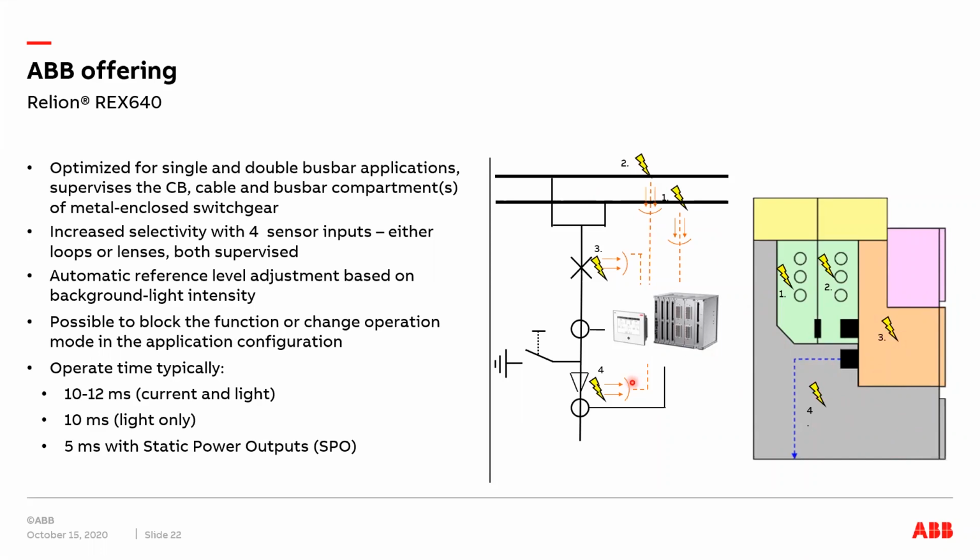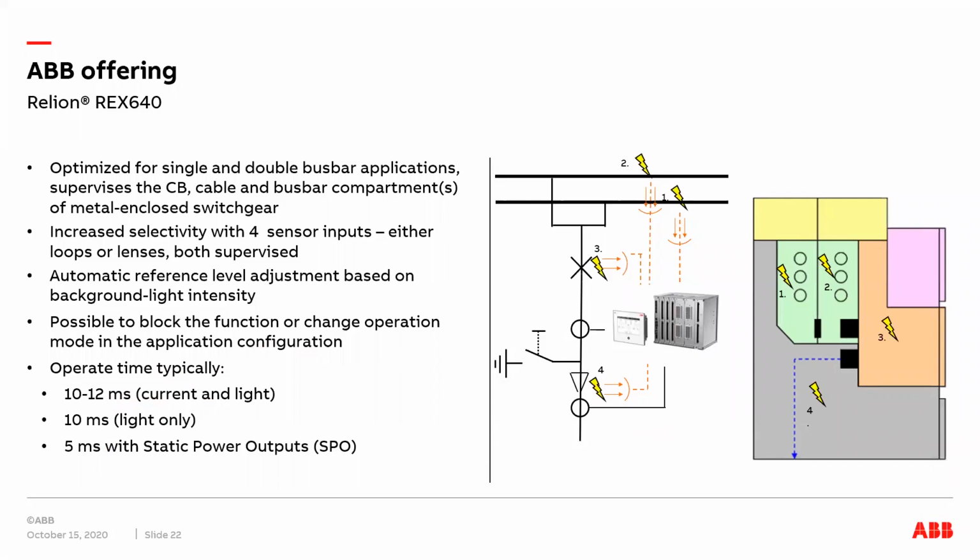One benefit that the 640 has is that the sensor inputs can use either loop or lens sensors, and both are supervised. So you always have a supervision of the lens or the sensor loop. Tripping times are similar to the 650 and 620 series, so 10-12 milliseconds with normal mechanical output and around 5 milliseconds with the static power output.